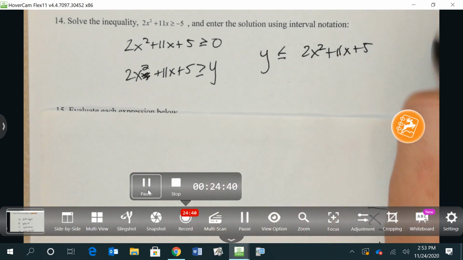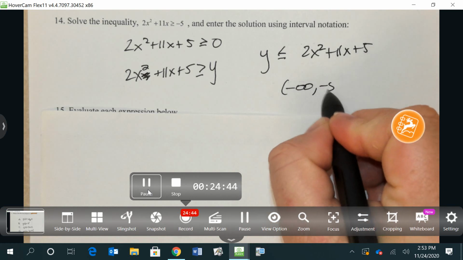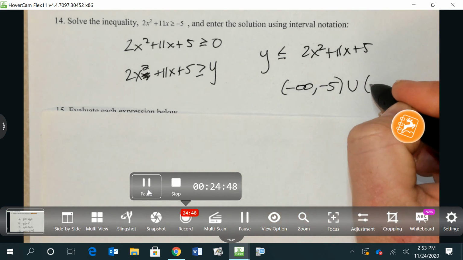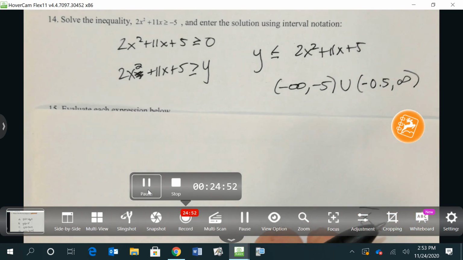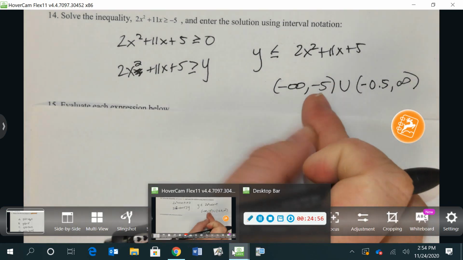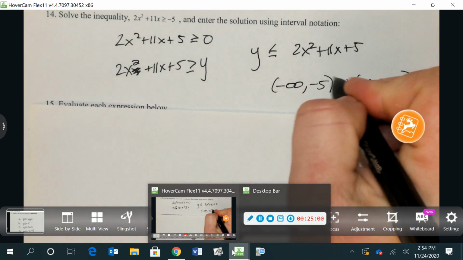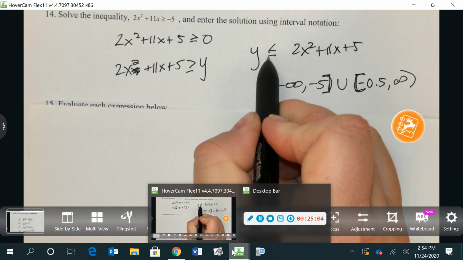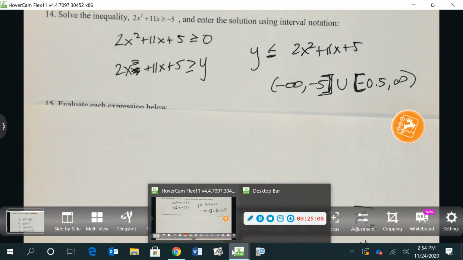Write this out. Remember, it's going to be negative infinity all the way to negative 5. And we're also going to have negative 0.5 to positive infinity. I want to make sure that's correct. So everything on the left from negative 5 to the left, and everything on the right from negative 0.5. Oh, and I have to include them. That is the key. I have to include those endpoints because I see a line underneath that says include. It's part of the solution set that would make it true.